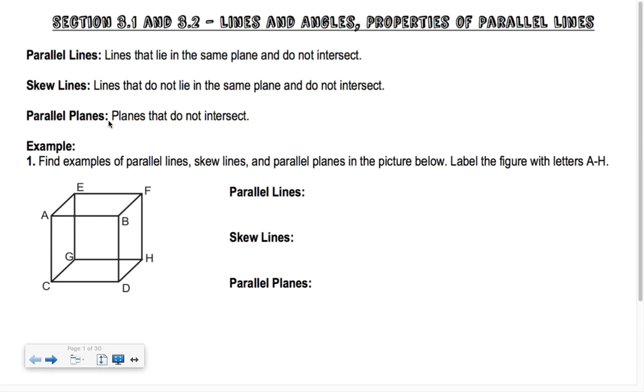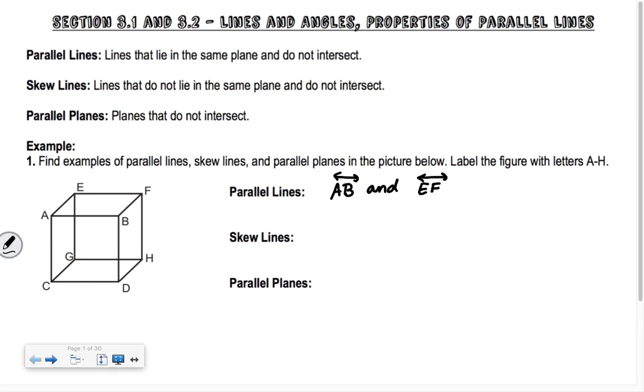So number one, it says find examples of parallel lines, skew lines, and parallel planes in the picture below. Label the figure with letters A through H. So parallel lines. Who can tell me a pair of parallel lines? So line AB and EF. That's perfect. Okay. See any other pairs of parallel lines?